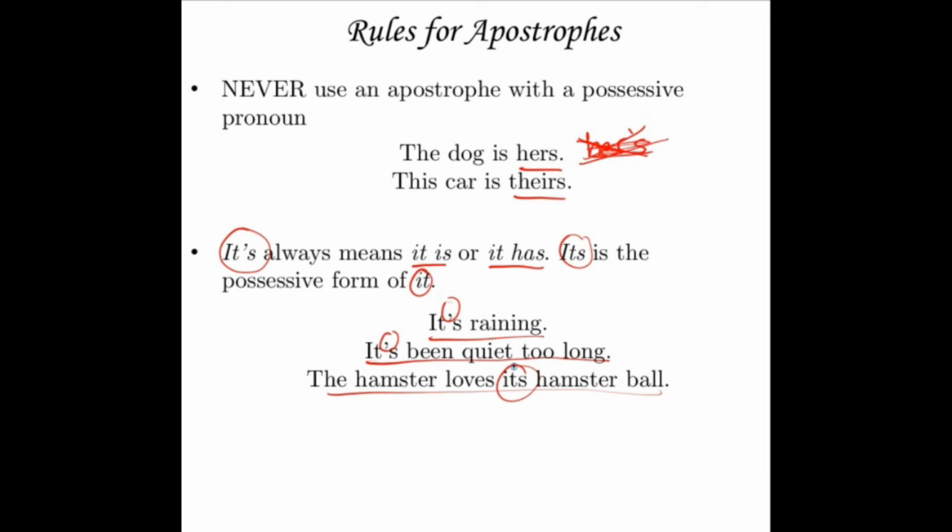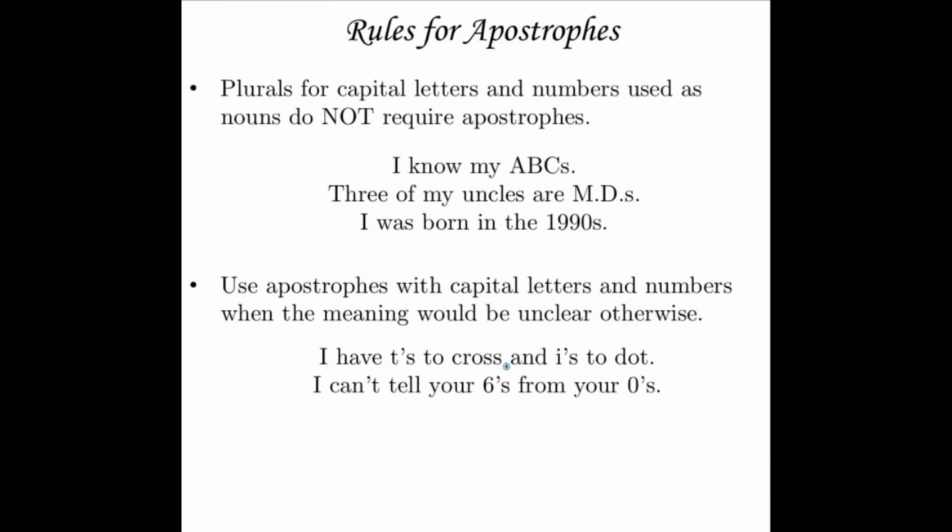But here's the thing. It's raining. If it is raining, rain may be falling from the sky, but very little of it will get inside the hamster ball. So just think of the apostrophe in it's raining as a raindrop. If you can say it's raining, short for it is raining, then you use the apostrophe. But if the hamster loves its hamster ball, there's no rain inside a hamster ball, and so the possessive form does not get the raindrop, it does not get the apostrophe. And you wonder what grammarians think about all day.